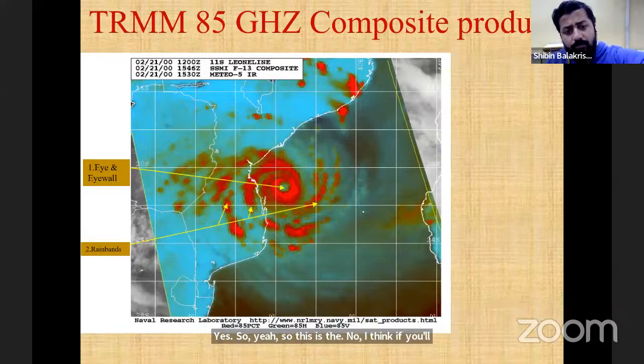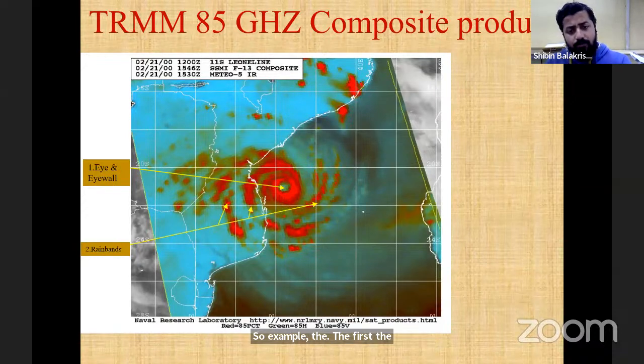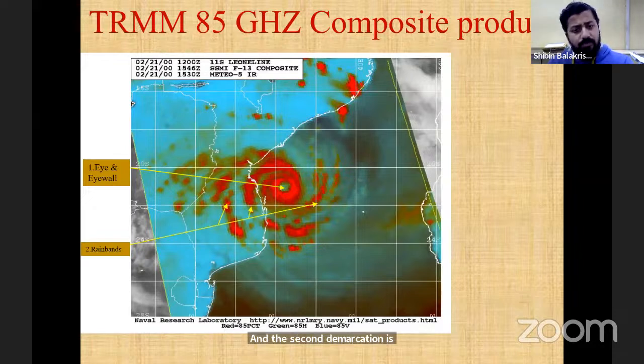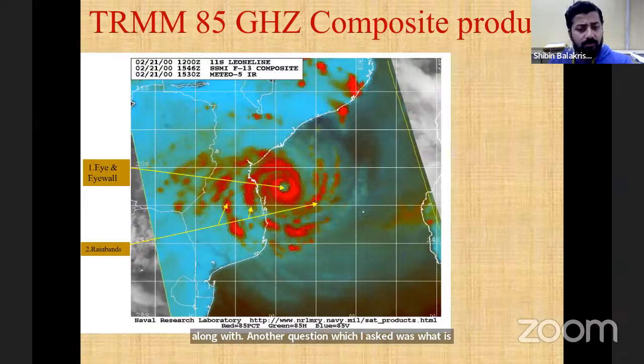This is what the previous figure corresponded to, the exercise which I had given. The first point corresponds to the eye and the eyewall, and the second demarcation is the associated rain bands. Another question which I had asked was, what is the distinct feature of this tropical cyclone?